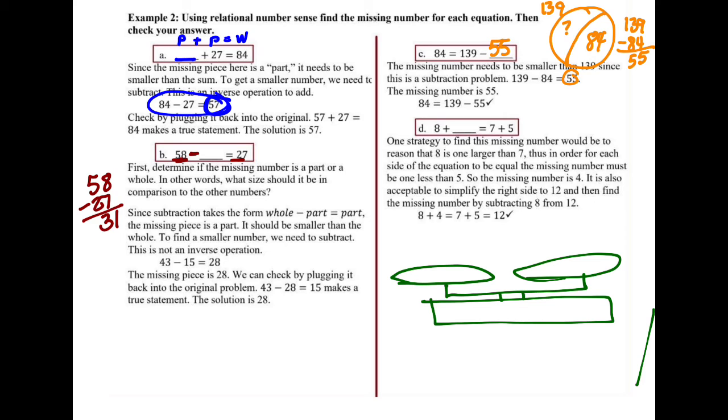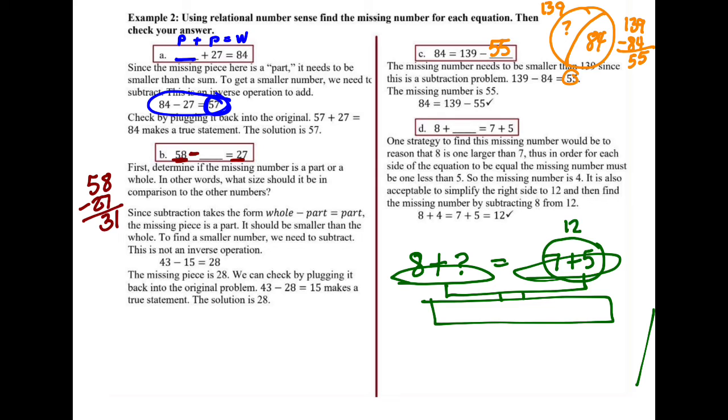So what we want is 8 plus 4 on this side, or I looked at their answer. 8 plus something on this side has to balance 7 plus 5. And they're equal. That's what balanced means. So let's figure out what this is.